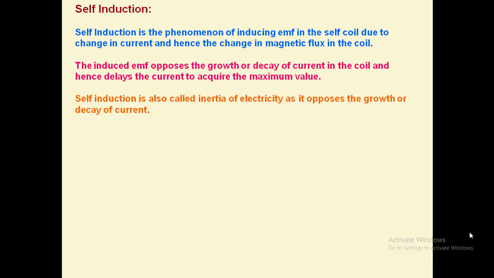Self-induction is also called inertia of electricity. I hope we have learned about inertia in class 11. Inertia is nothing but what? That which always opposes the change that is produced in it. So here self-induction is nothing but inertia of electricity because it opposes the growth or decay of the current in the same coil because of variation of current in the coil.